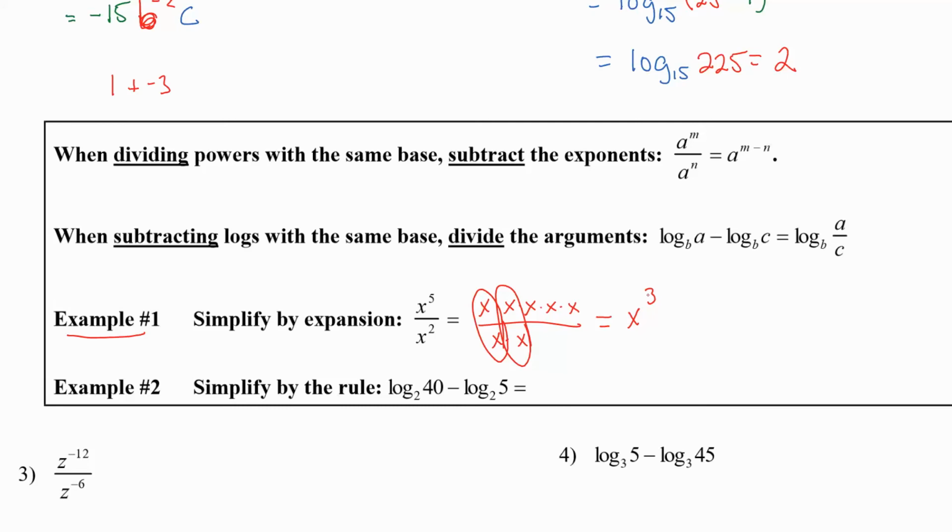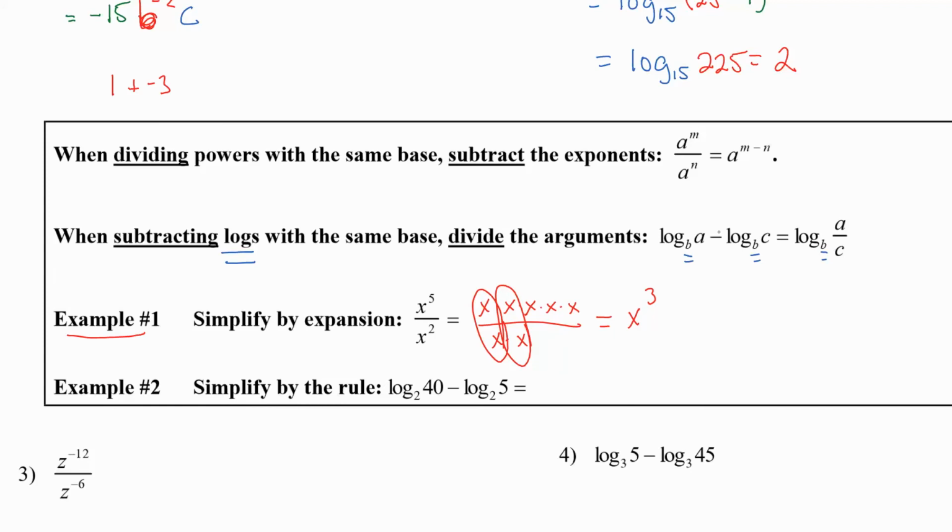And again, since logs represent exponents, we have that similar relationship. All right, so if we go over to the logs, when subtracting logs with the same base, we divide the arguments. So notice it's log base b for both of these. So those 2 logs can be written as 1 log with the same base.